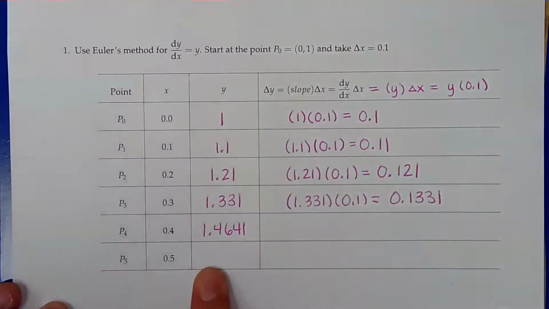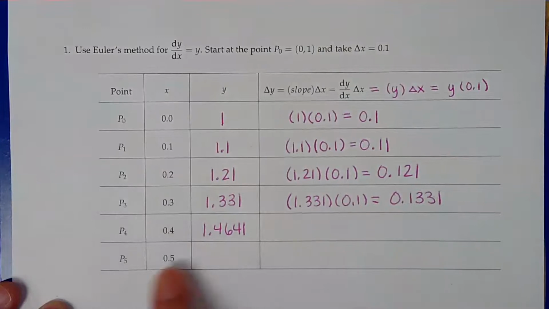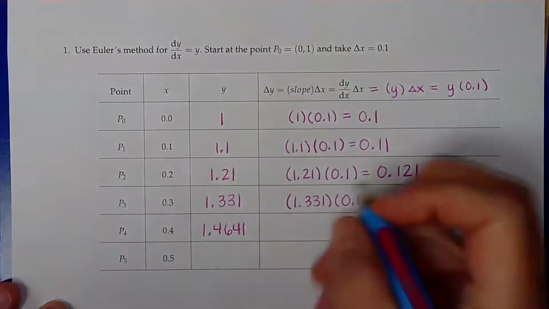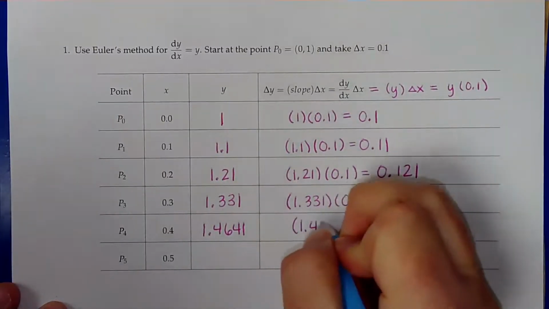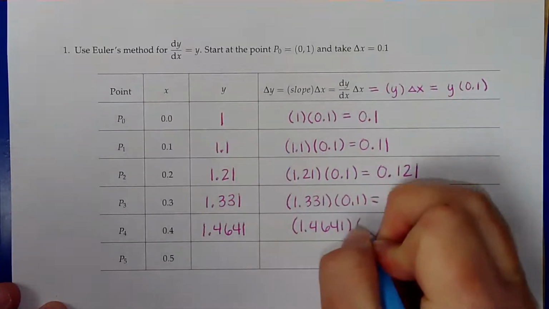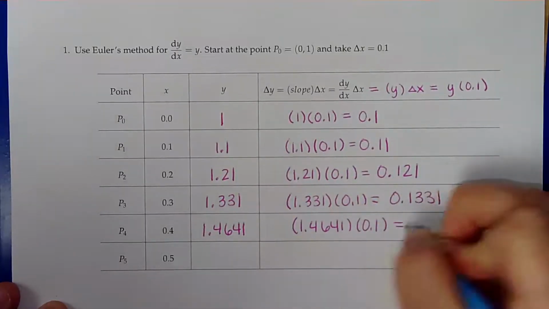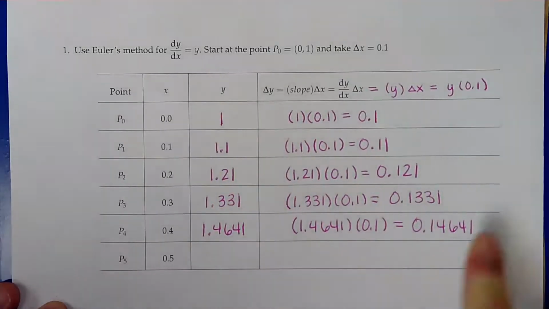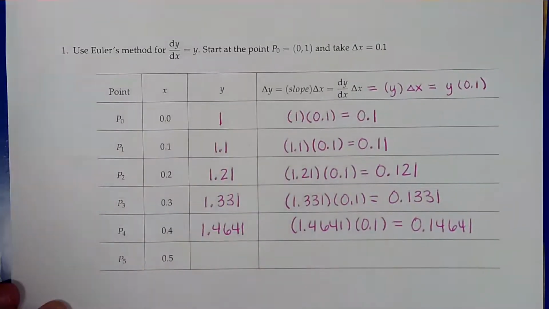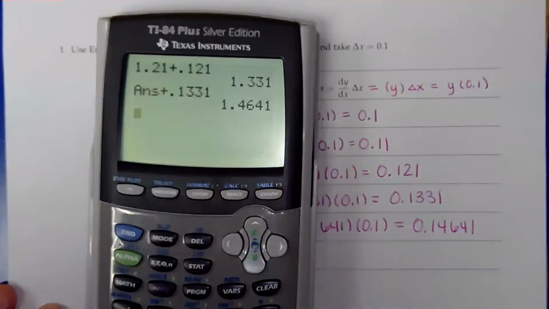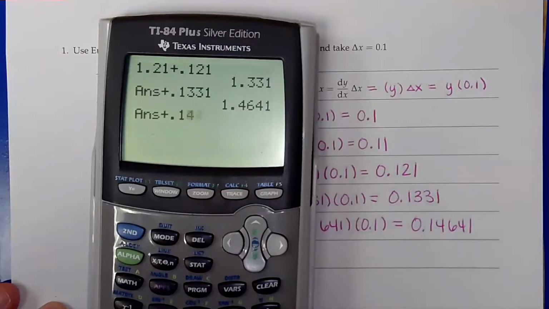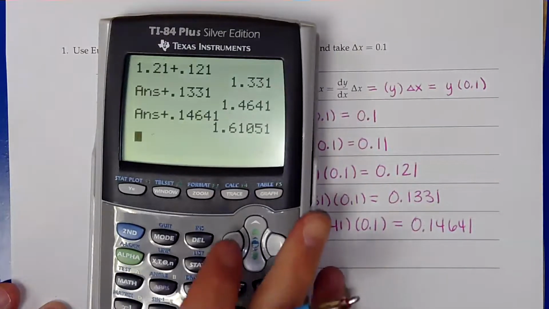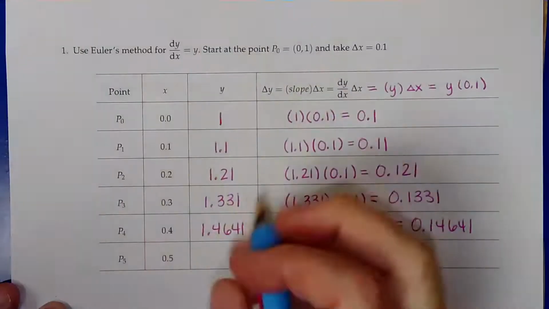And then to get my last value here, so I can find P5, I'm going to take 1.4641 and multiply by 0.1. So that gives me 0.14641. I'm going to add this to my previous value. So plus 0.14641 is 1.61051.